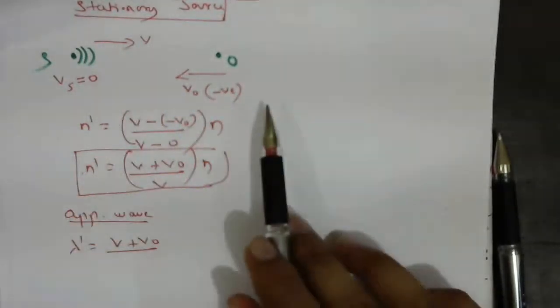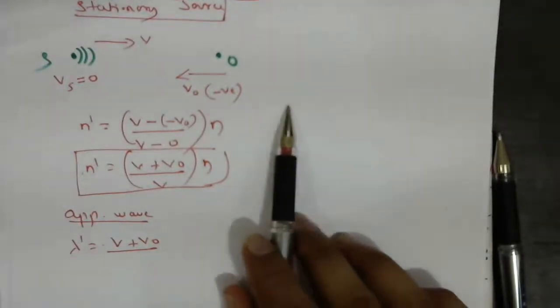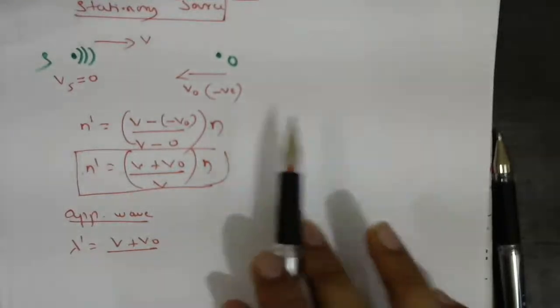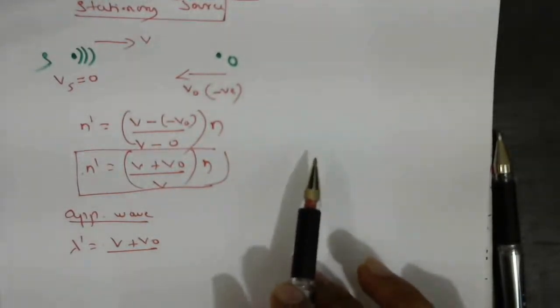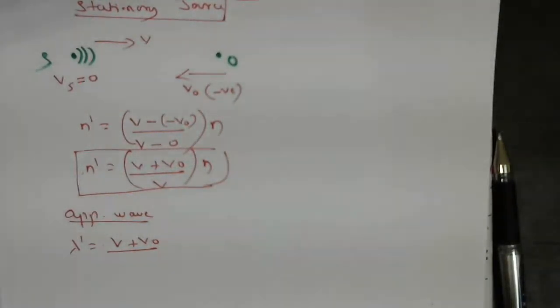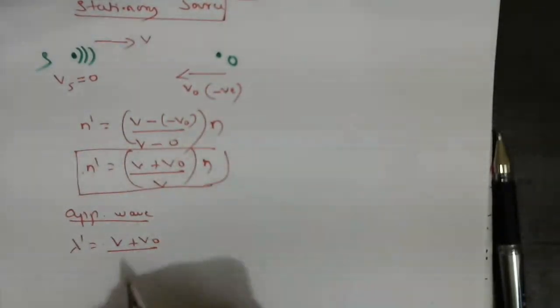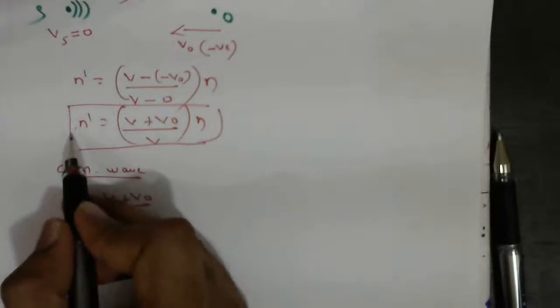If velocity of A with respect to velocity of B, both are moving in same direction, we will take vA minus vB. You remember that one. If both are moving in opposite direction, in that case, what will take? vA plus vB. That's why these two are in opposite direction, v plus v naught upon apparent wavelength.